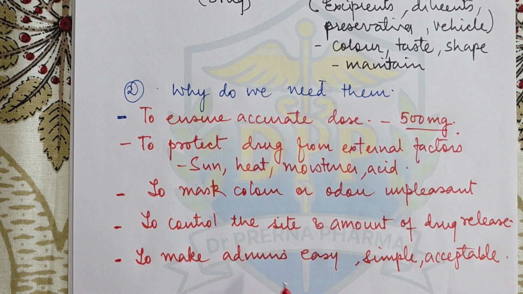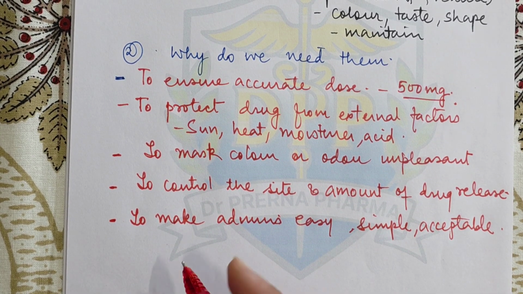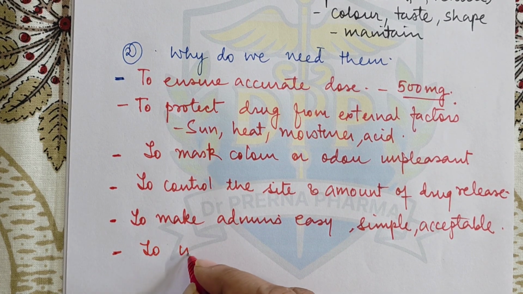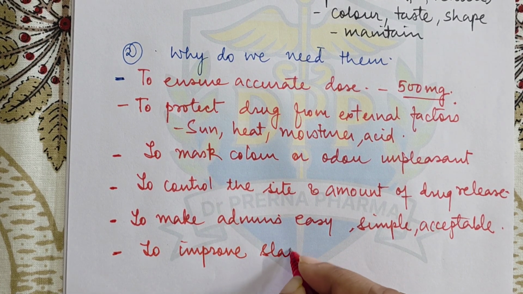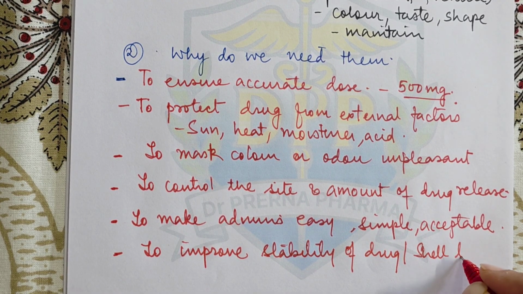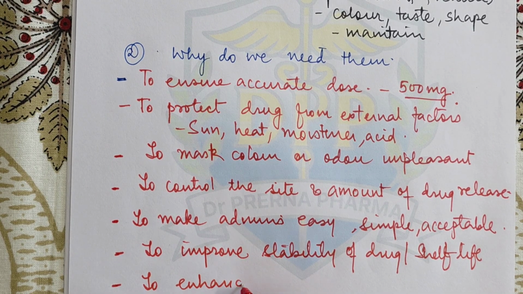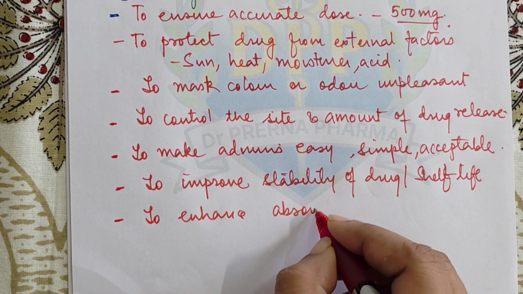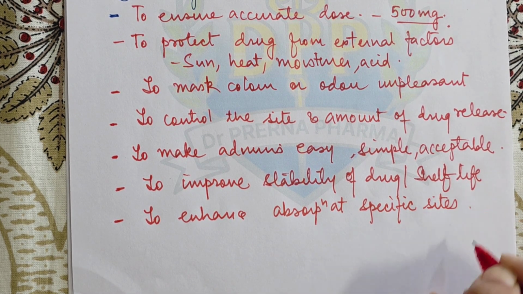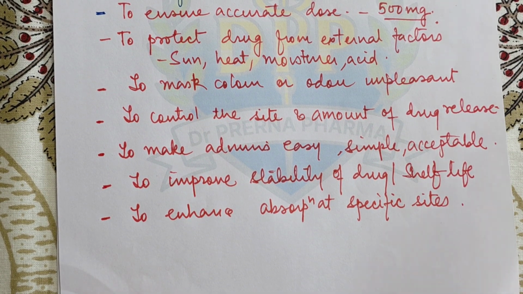Sometimes the patient may say that if something can be given by injection and something can be given orally, then an oral medication is easier to give. Then to improve the stability of the drug, or what I can say is to improve the shelf life, sorry. Then to enhance the absorption at specific sites. We want certain specific sites to be more effective, the drug to be more effective in those sites. So in that case, these dosage forms are very helpful.